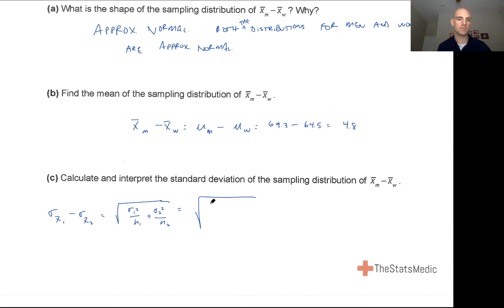The standard deviation for my men is going to be 2.8. So I'll square that and put it over my number of men in my sample, which is 16. And my standard deviation for my female population is 2.5. Square that, put that over 9, because that's the number of women. And then when you do the math there, and this is where you could pause and see if you're getting it right, we get 1.088. What is the interpretation of the standard deviation?